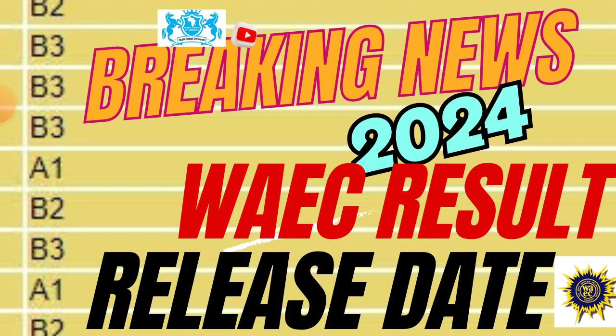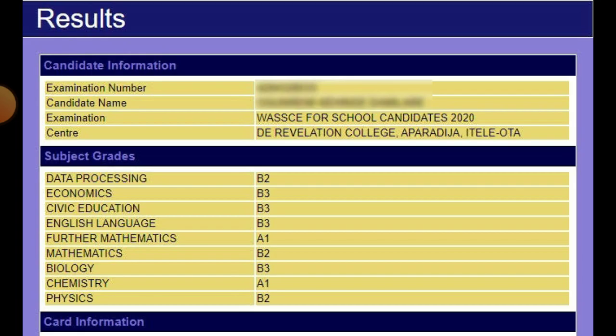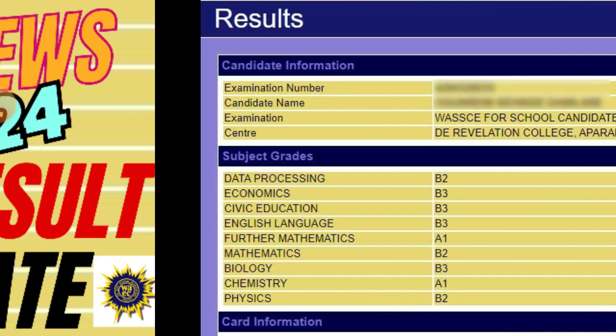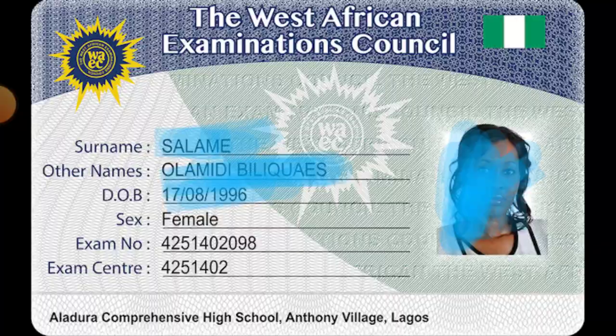If you have not watched the video on the breaking news about the release of the 2024 WAEC exams, go over to our channel and check it out. On our channel, you will see several other videos on how to check your results and what these grading systems mean. Check on these things right now. Go to your school and get your exam card.